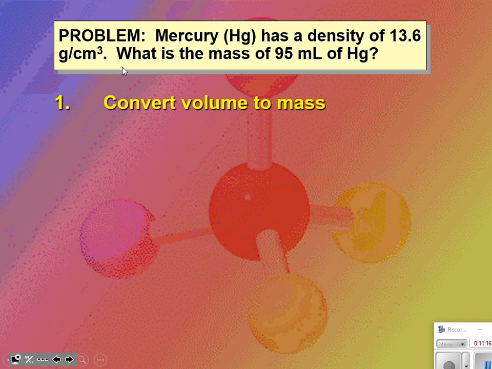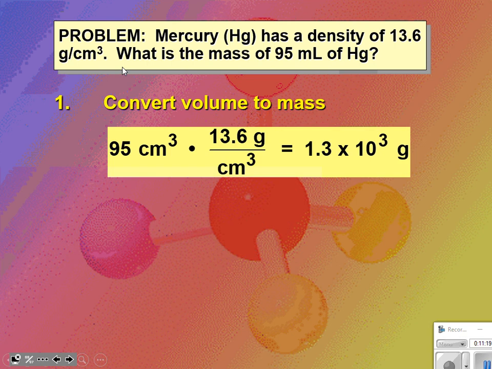So, we convert the volume to the mass using the density. So now I have 1.3 times 10 to the third grams. I put that into scientific notation so that it's really equal to 1,300.